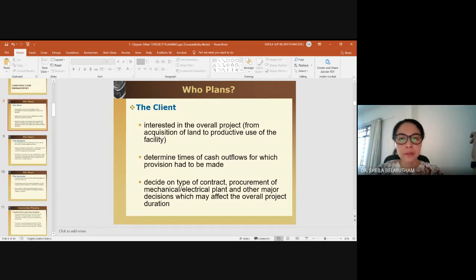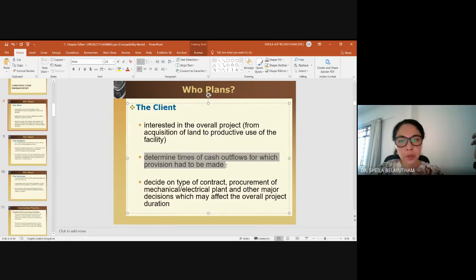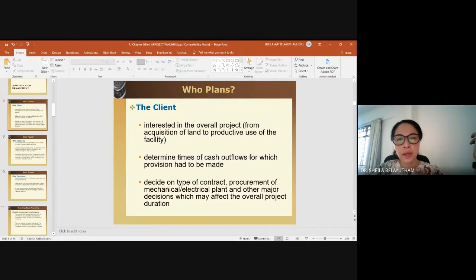The client is interested in the overall project, and determines the time of cash outflow for which provision has to be made. This is very important when the client is required to pay the monthly progress payment. Given a certain time frame, the money should be allocated and be there to provide the progress payment to the contractor. Sometimes this will be an issue where the client is not able to come up with the money or adhere to the timeline of payment. That causes the project to be delayed, and the contractor would not want to work on the site and so on. So it is very important to determine when the cash outflow is and when the funding or cash inflow will come in.